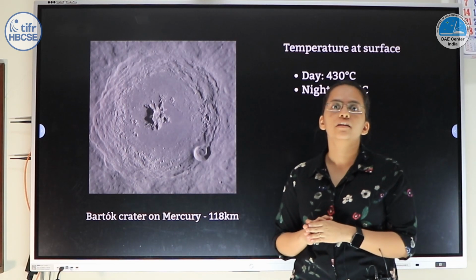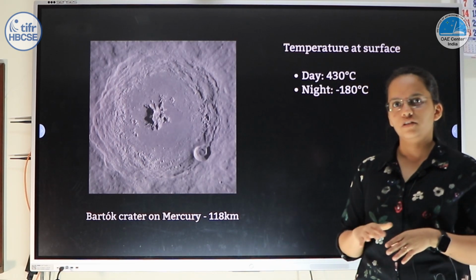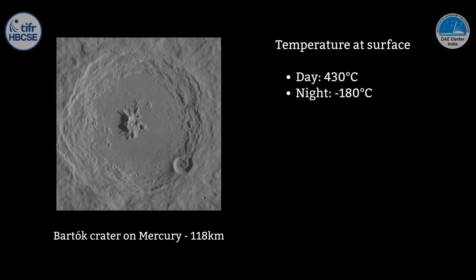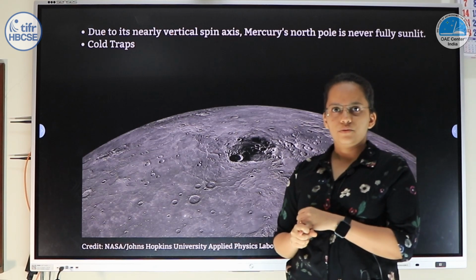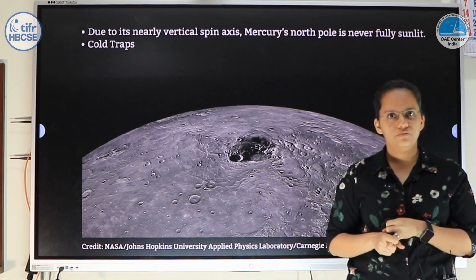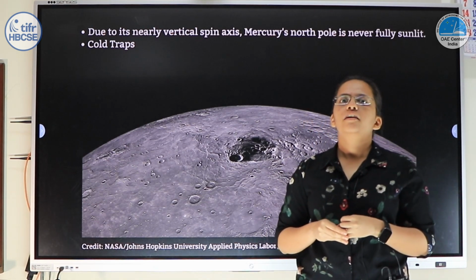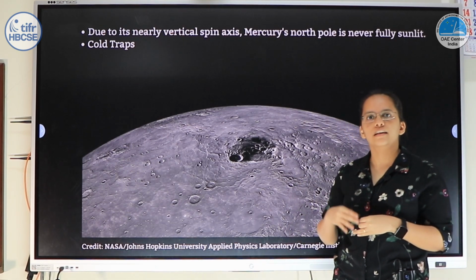In spite of being the closest to the sun, Mercury is not the hottest planet. The daytime temperature is about 430 degrees Celsius, whereas at night it gets as cold as minus 180 degrees Celsius. Now in spite of being closest to the sun, it is not the hottest. Venus is actually the hottest planet, and the reasons about that we have discussed in another video.